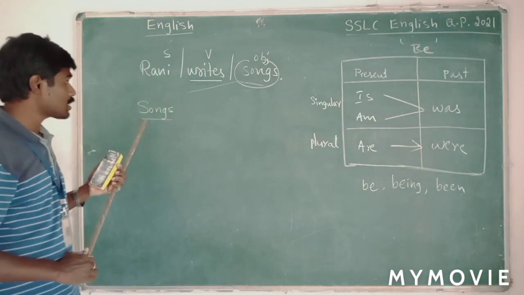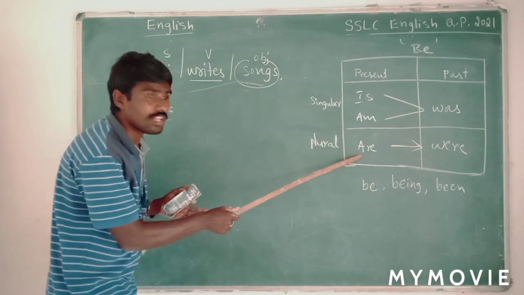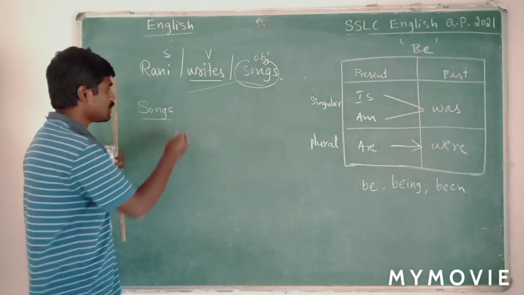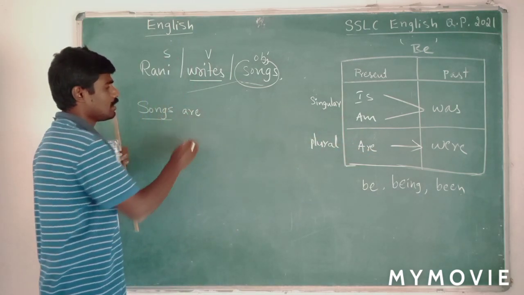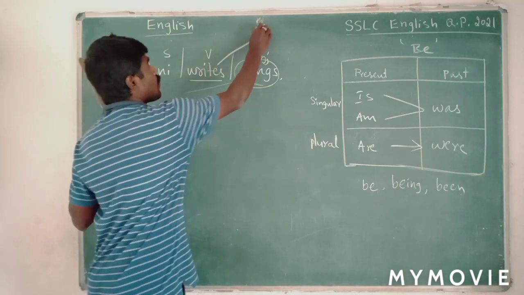What is the subject here? Songs. It is a plural subject. Now we use plural be verbs. So the plural be verb are is the correct one. Yes, are. And the next step is to write the V3 form of the verb.